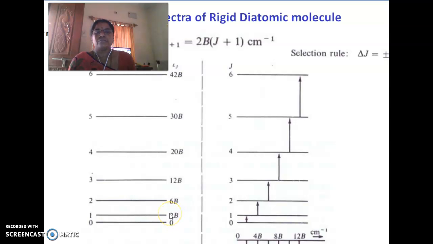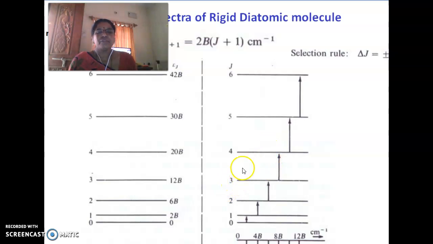Then J is equal to 1. If you substitute all those values, you will be getting 2B. J is equal to 2, second energy state, you are getting 6B, 3 gives 12B, 4 gives 20B, 5 gives 30B, like this we are going to get. So the same thing here, from 0 to 1, 1 to 2, 2 to 3, like this, the energy changes will be taken. Delta J is equal to plus or minus 1, the difference between any two successive energy levels.